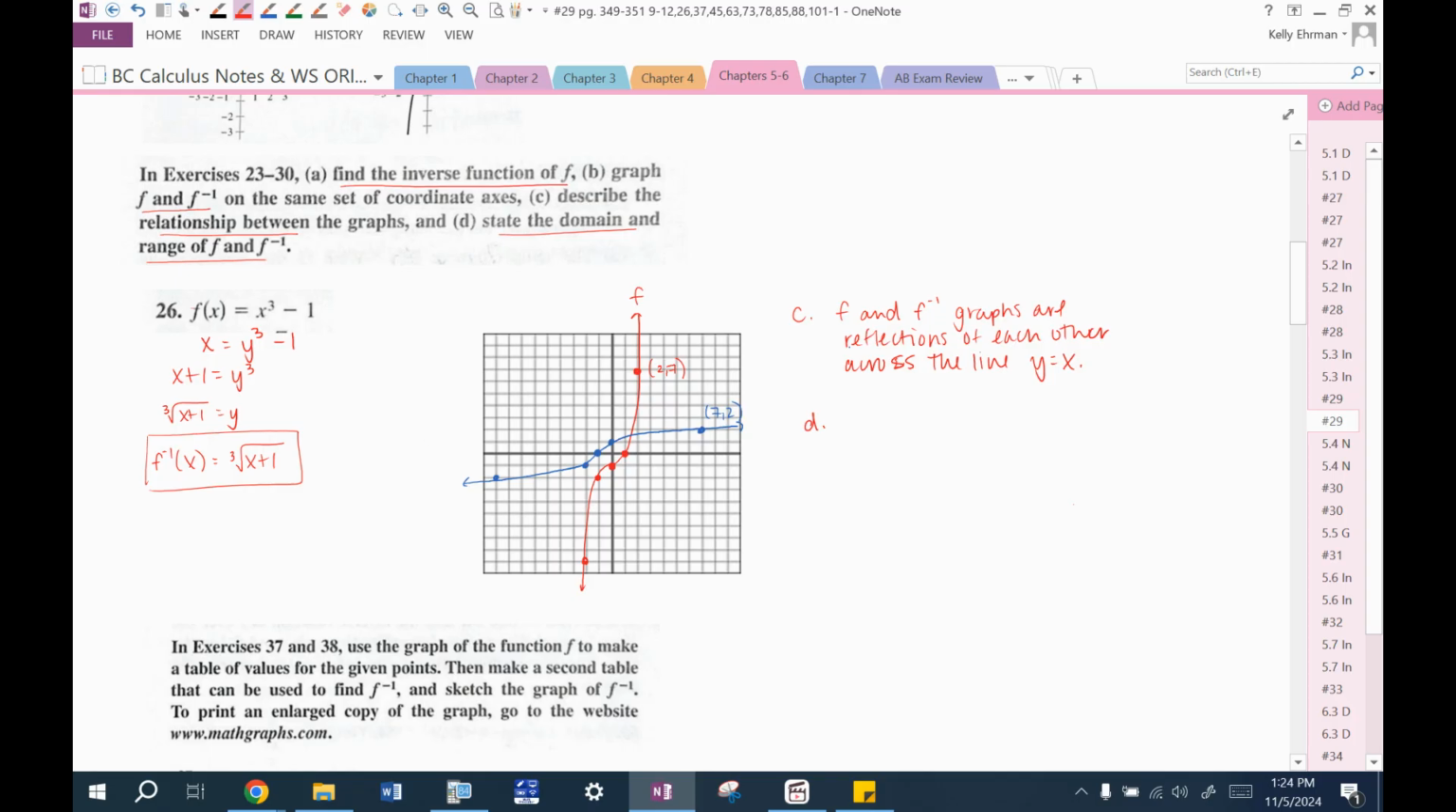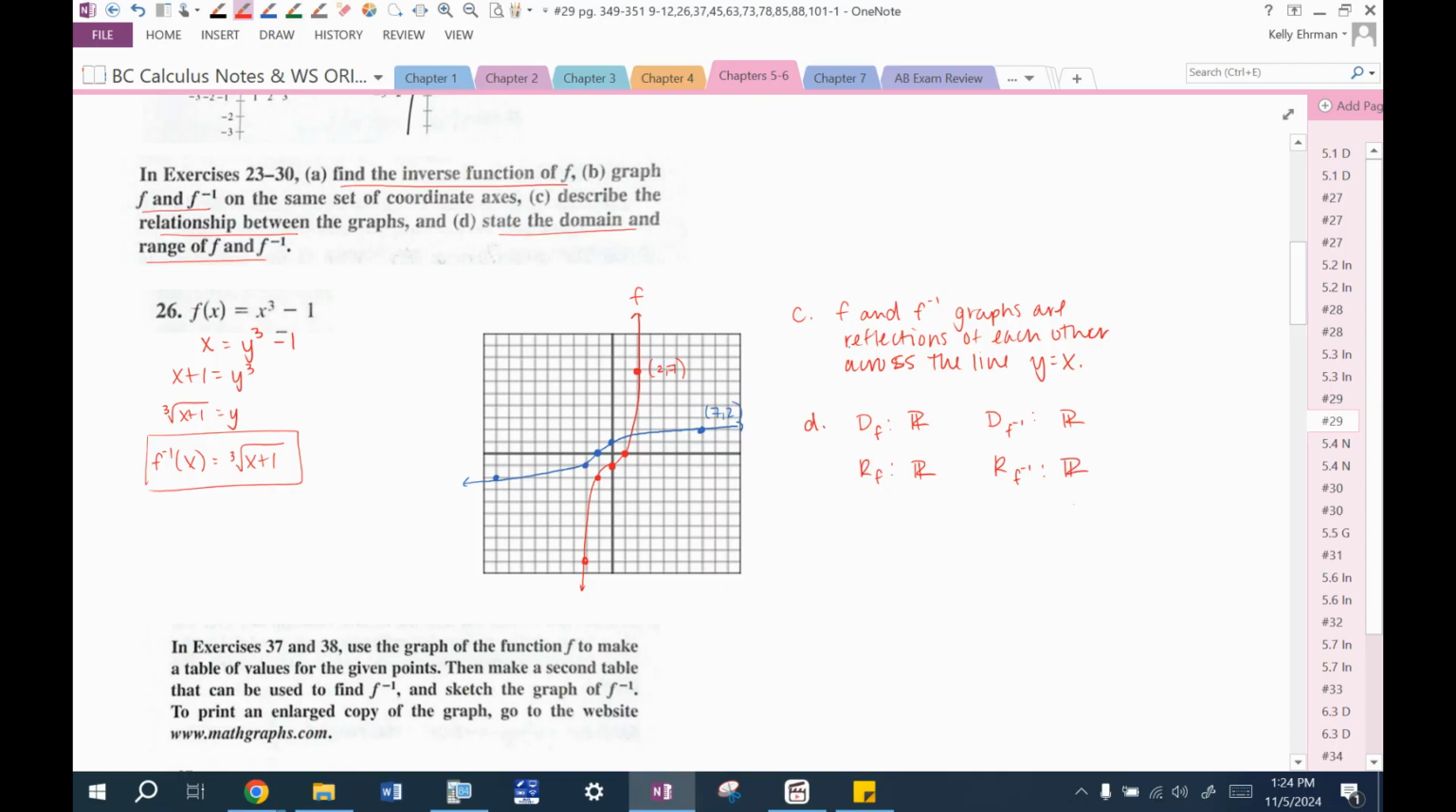And then part D was find the domain and range. So these functions are not very exciting. The domain for f and the range of f are both all real numbers. It's a cubic function, it's polynomial. And then same with an odd root function. The domain for f inverse and the range for f inverse are also all reals.